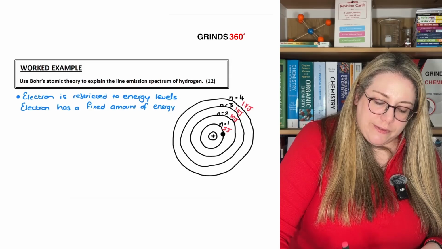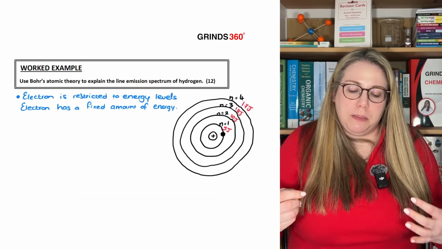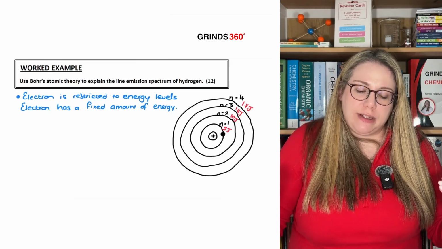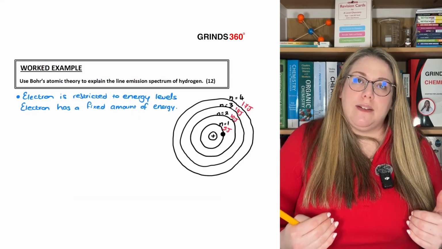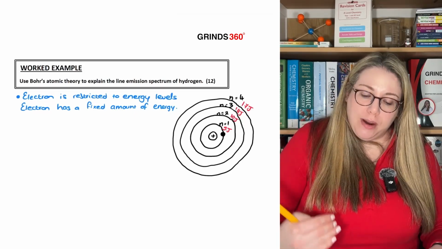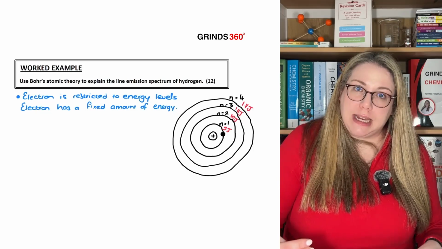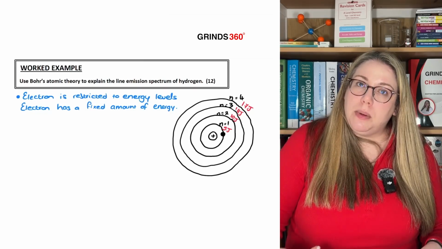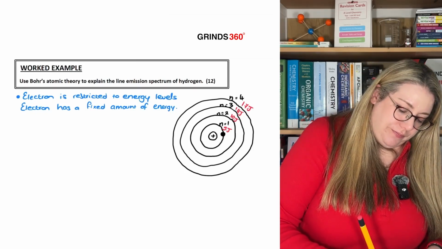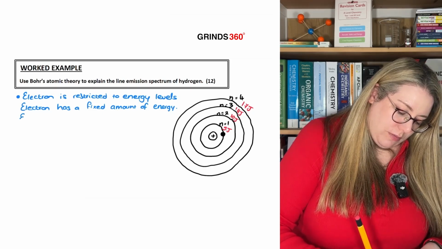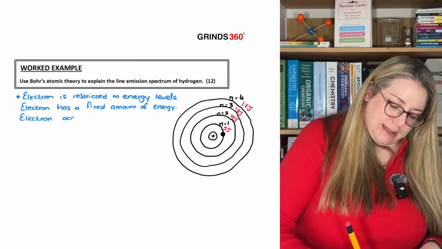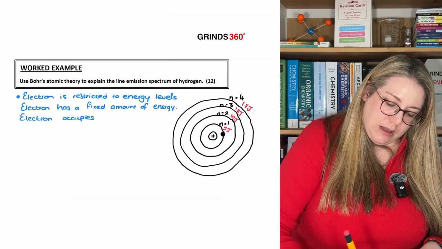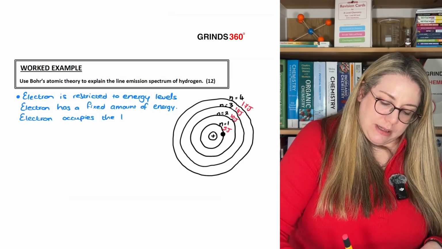Now, that's not enough. We want a little bit more. Which specific energy level did I put that electron in? I put it in the lowest available energy level. Therefore, that atom is in the ground state, or the electron occupies a ground state energy level. So I'm going to say the electron occupies the lowest available energy level.